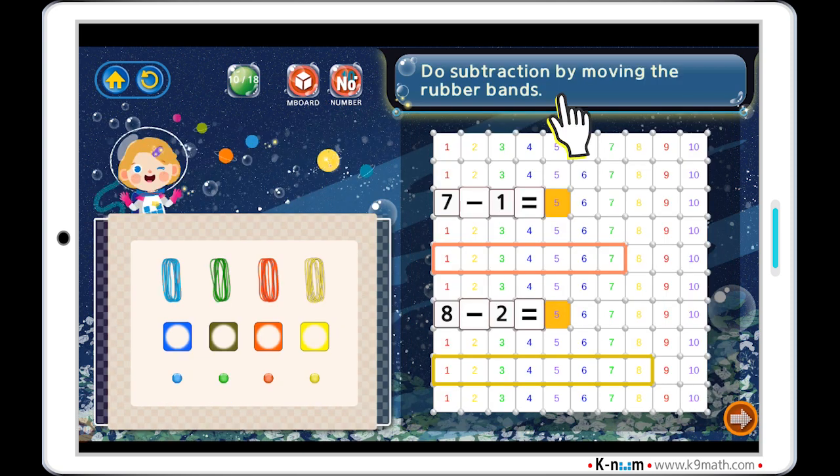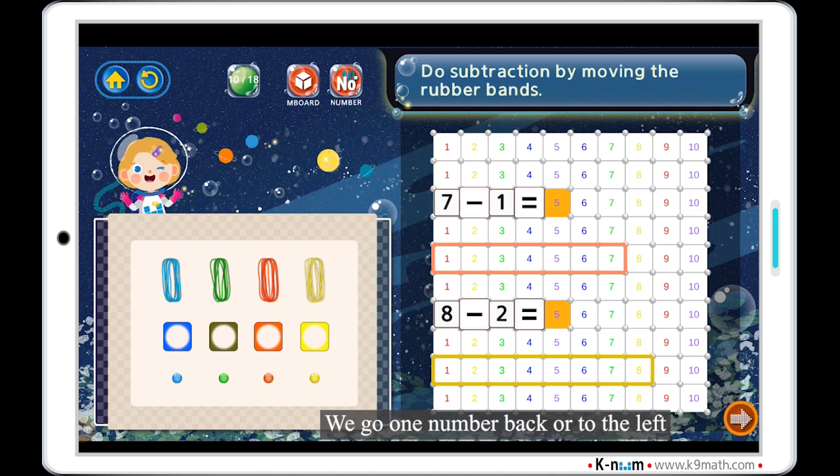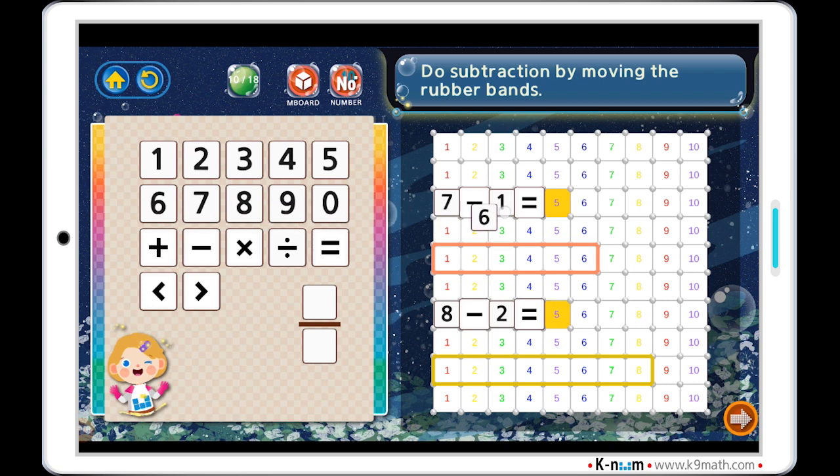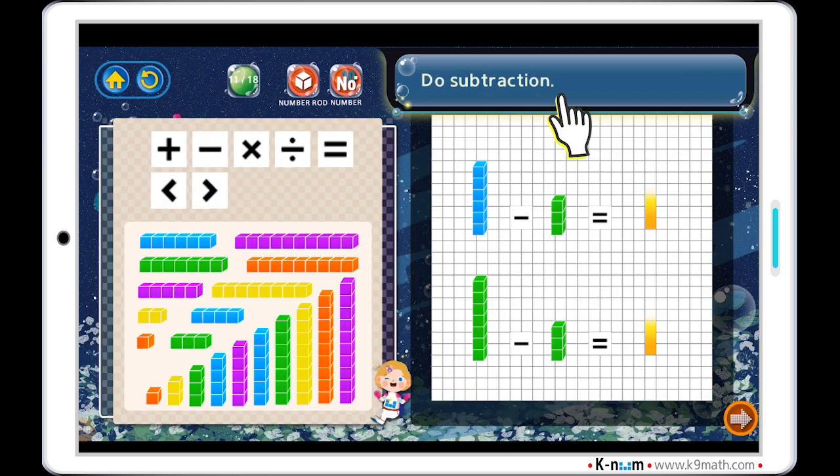Do subtraction by moving the rubber bands. 7 minus 1, we go one number back, or to the left. The answer is 6. Do subtraction.